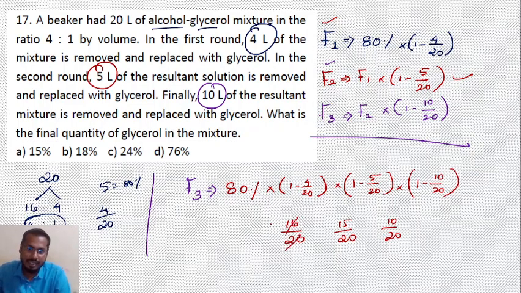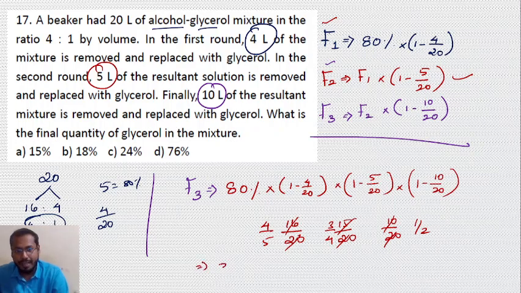So just cancel this. What numbers you will get? 16 is 4 times, 5 times, and if you cancel this 5, 3 times, 4 times, if you cancel this 1 by 2, so our answer will be 80% into 4 by 5 into 3 by 4 into 1 by 2. So F is equal to 24%.